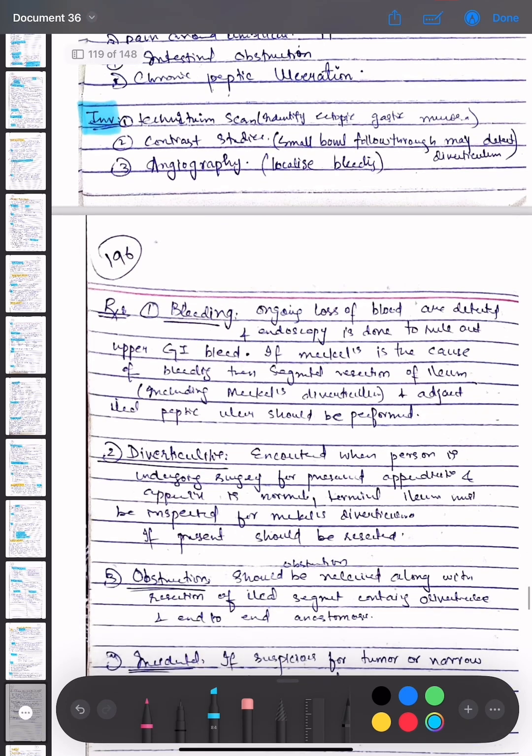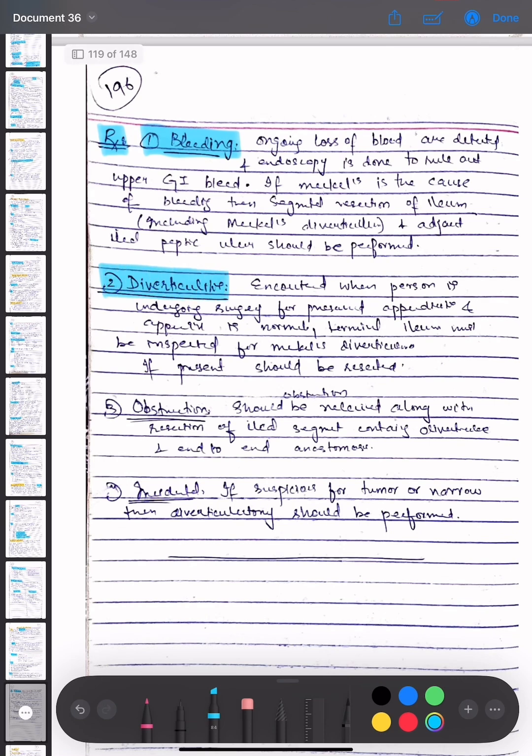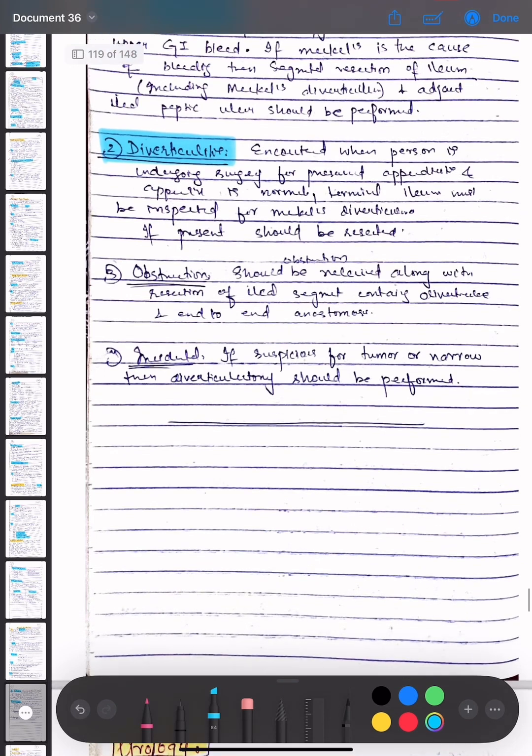The treatment options: for bleeding, that is ongoing loss of blood, endoscopy is done to rule out upper GI bleed. If Meckel's is the cause of bleeding, then segmental resection of the ileum including Meckel's diverticulum and adjacent ileum with peptic ulcers should be performed. Then for diverticulitis encountered when the person is undergoing surgery for presumed appendicitis and the appendix is normal, the terminal ileum must be inspected for Meckel's diverticulum. If present, it should be resected. Then for obstruction, it should be relieved along with resection of the ileal segment containing the diverticulum and end-to-end anastomosis. Then for incidental findings, if suspicious for tumor or narrow-necked, then diverticulectomy should be performed.